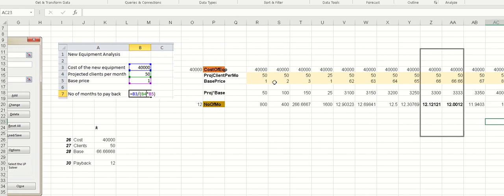Suppose the base price is 2 here. 40,000, 52. So you multiply this together, 50 times 2, then you have 100. Then 40,000 divided by 100, you get 400. So in 400 months, you will be able to allocate 100 for each client. 50 base price, okay? So you go to 3 like that.